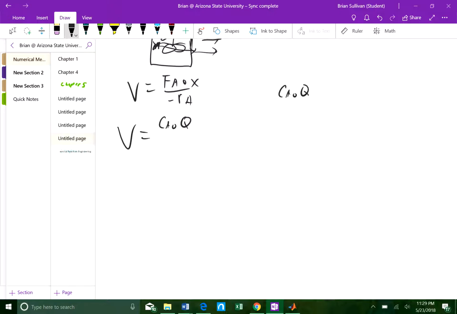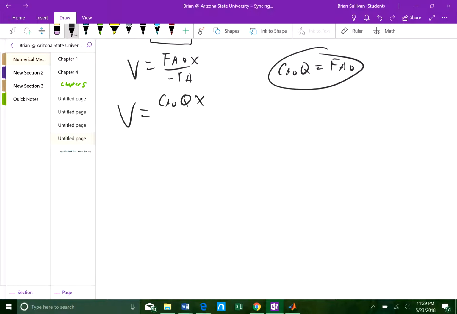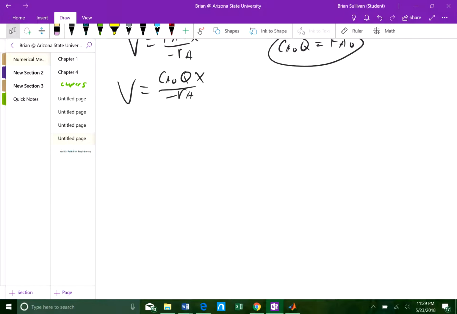Basically, this is a true expression: the molar flow rate is the same thing as the concentration times the volumetric flow rate. So if you plug that in, this is what you get, right? Now, I want you guys to divide Q, the flow rate, to the other side. So you have volume over Q is equal to CA0 times X over negative rA.